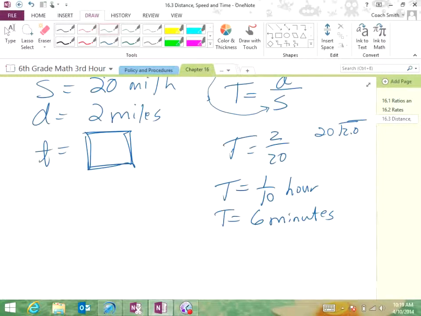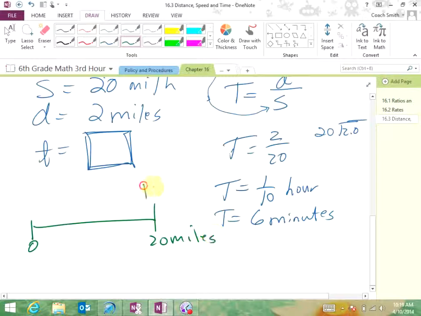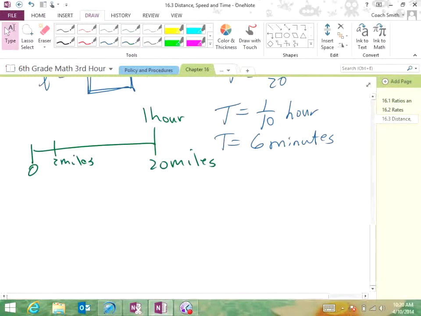So if we set that up, here's 0, and here's 20 miles. And I went 1 hour. Well, they want to know how long it took me to go 2 miles. Obviously, 2 miles is less than 20, so I backed it up. It didn't take me an hour. Okay, it took me less than an hour to go 2 miles. All right. So that's a time one. So the only one we haven't covered so far is what? Speed. All right, so let's look at a speed one.